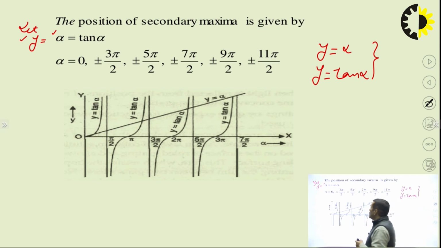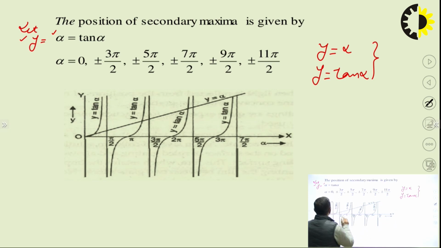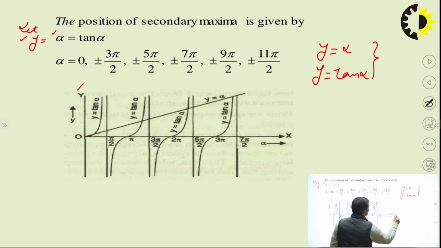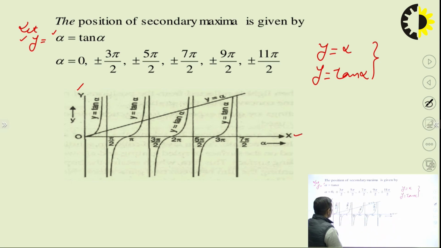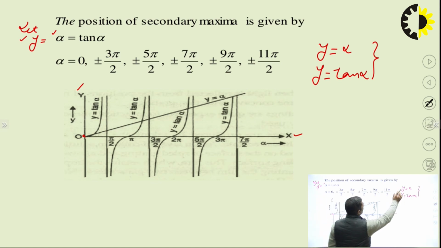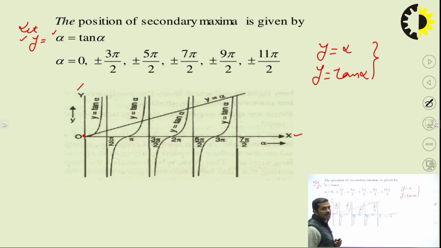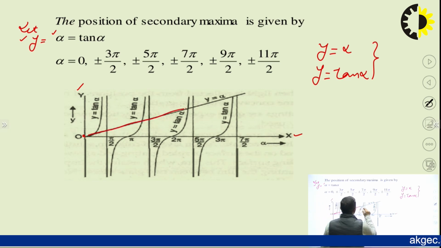So if we draw a graph between y equal to alpha and y equal to tan alpha, this is the y axis, this is the x axis. On the x axis we will take the value of alpha. For alpha equal to 0, we have this point here. Then y equal to alpha represents the equation of a straight line with a slope of 45 degrees. So this equation will represent y equal to alpha, right?